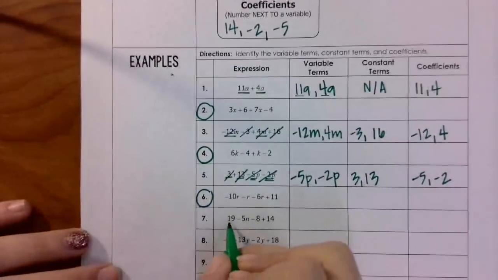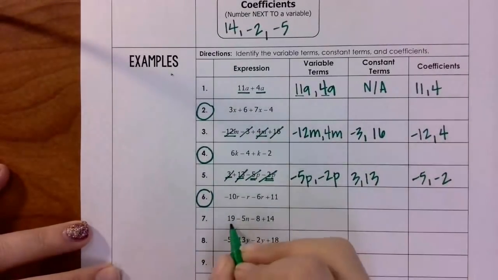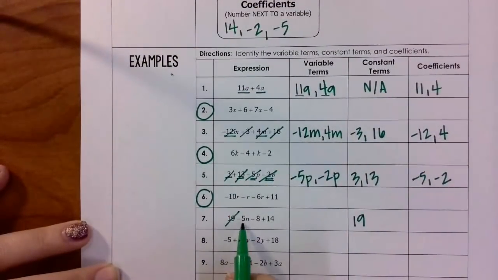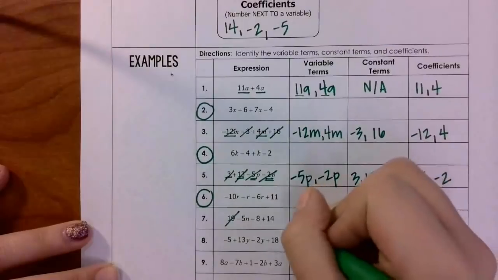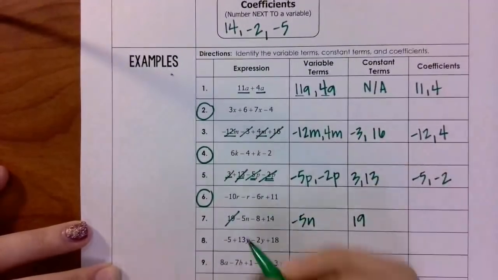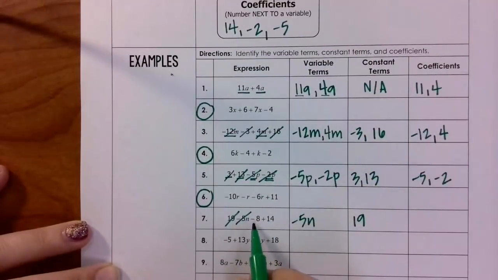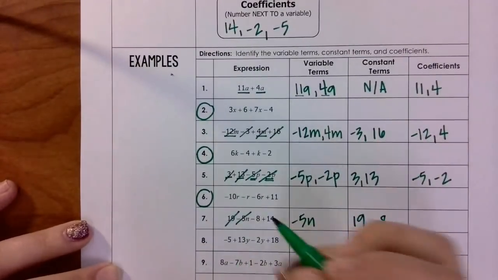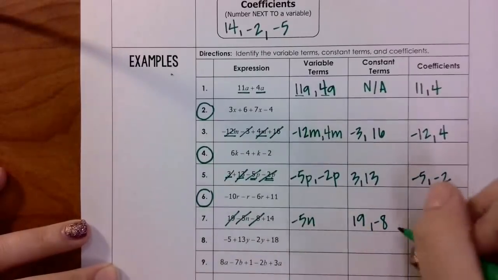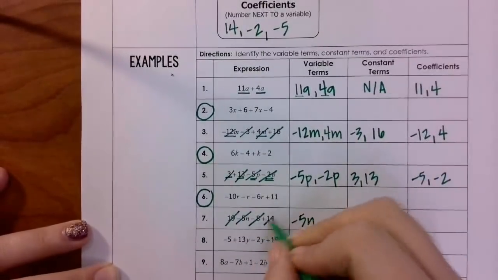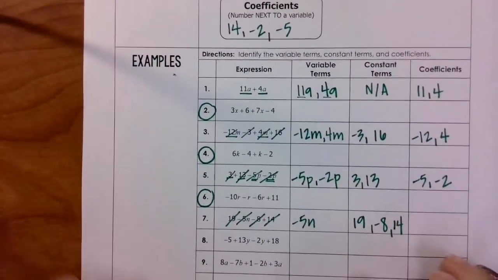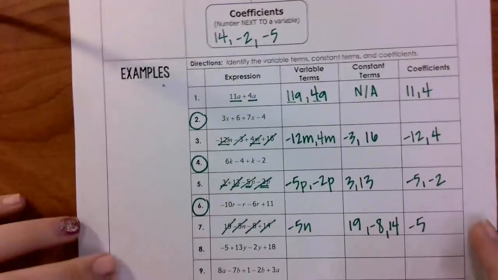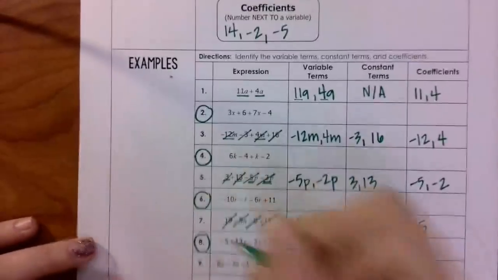We'll look at the first number, 19. There's no variable, so that's a constant. 5n, that's a variable. Remember what's in front of it goes with it. Minus 8, no variable, so it's a constant, so I'm going to put negative 8. Remember what's in front of it goes with it. 14, also a constant. I only have one variable term, so I'm only going to have one coefficient, and my coefficient is negative 5. Just circle number 8. Move on to number 9.